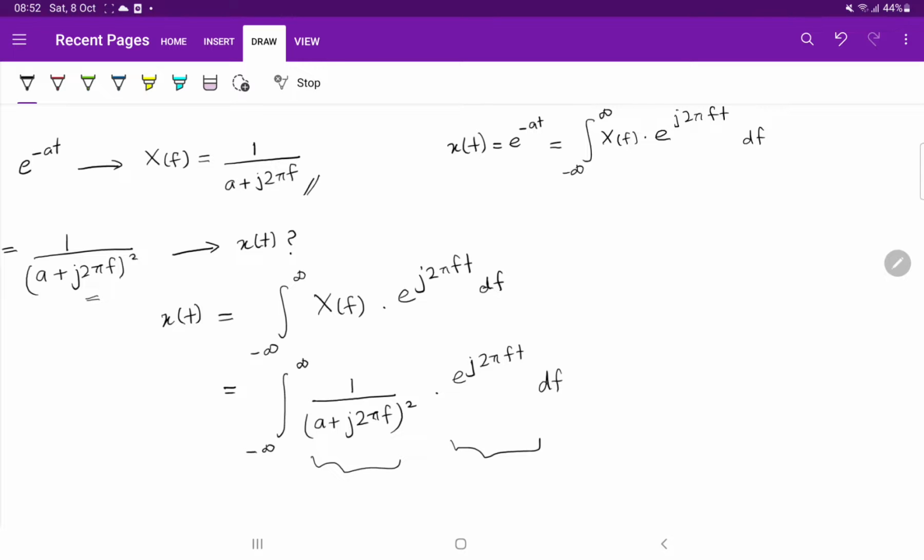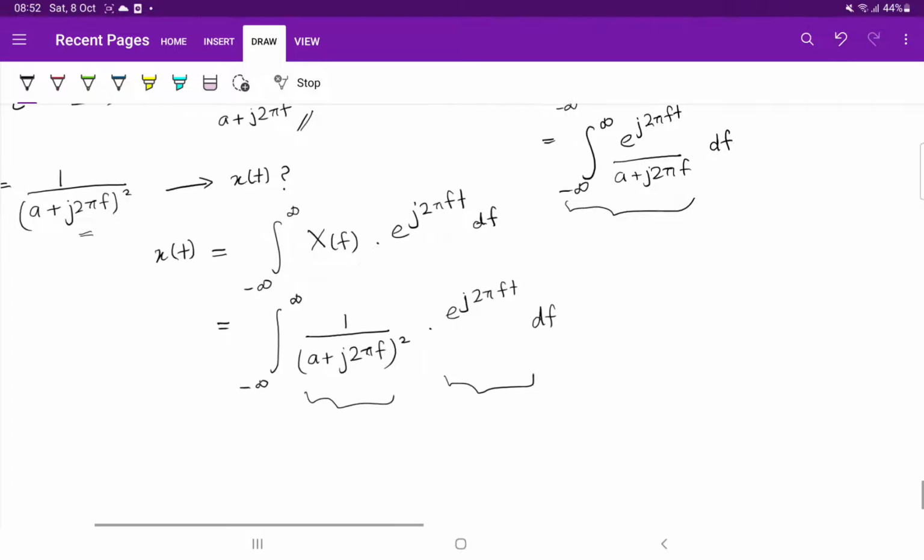If you use it for this one, you are going to get it like this. The thing is, we need to figure out the value of this. We can also write it like this, minus infinity to plus infinity, and instead of X(f), let's write it as 1 over a plus j 2 pi f, times e to the power j 2 pi ft, which means if you see in this format, you can write directly that it is going to be e to the power minus at. The thing is, you need to figure out in which way you can get this format, whether you make this u and this v dash, or you change u here and v dash here.